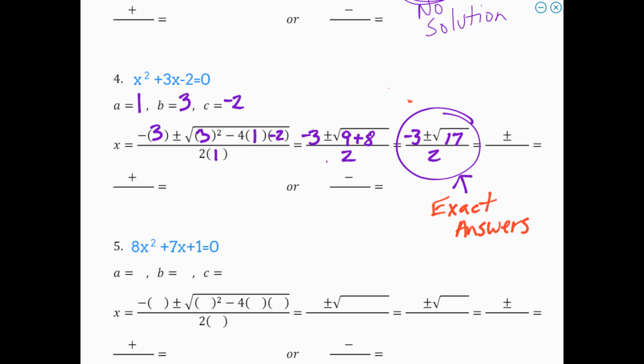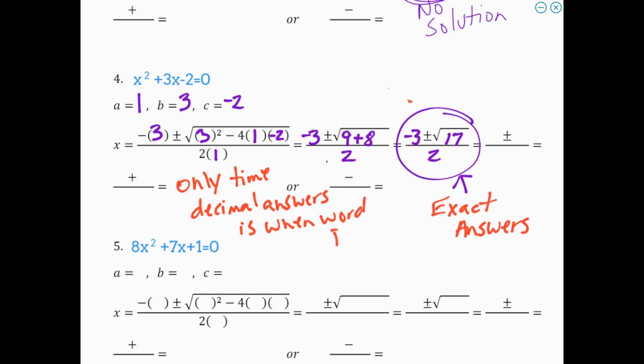The only time decimal answers are used for this type of problem is when it's a word problem. And we will deal with those on Wednesday. Otherwise, we are done. If that square root does not simplify anymore, we are done at that step. You can stop right there.